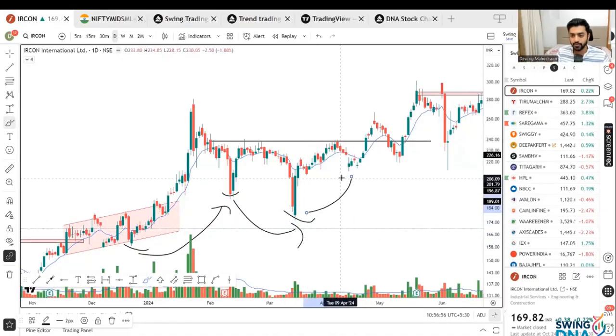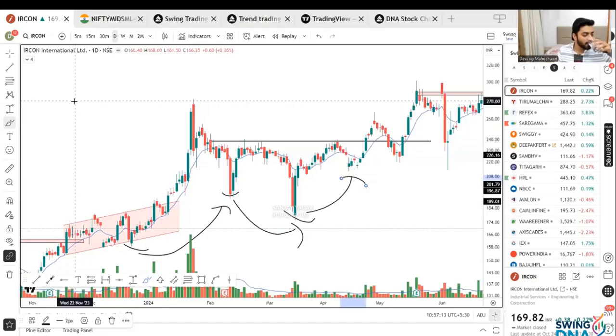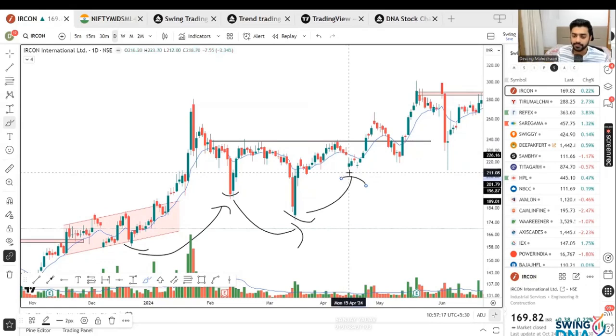Now look at how it contracted. This time the fall was there, but it's very up from here. From this point, it's too high from here. That's what you need. You need a good contraction in the volatility, and these higher lows help you identify that the contractions are forming in the right way.